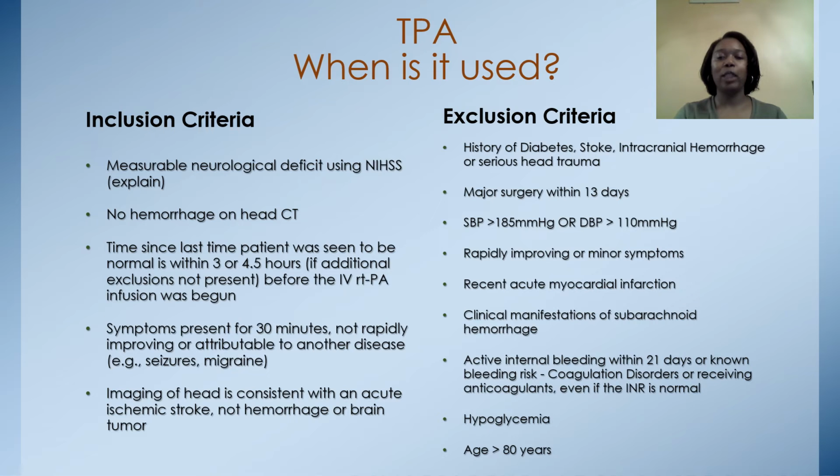Active internal bleeding within the last 21 days increases the bleeding risk, as does any type of coagulation disorder, which we discussed earlier. And labs can help to determine that, such as D-dimer, as well as platelets and INR levels. Hypoglycemia, and if the patient is above the age of 80, they are not a candidate for TPA.